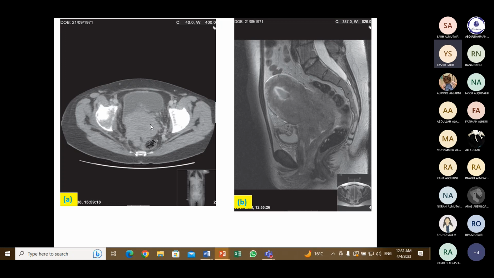Uterus. Is this uterus normal? Of course it is a diagnosis. Yes, it is compressing the rectum, and also the urinary bladder. So there is a lesion.